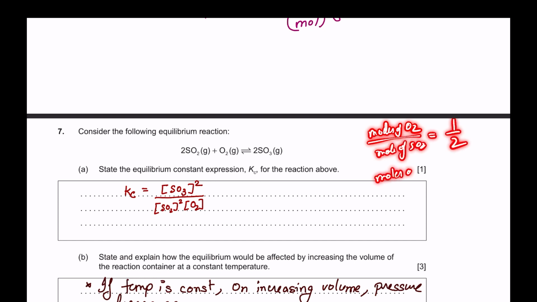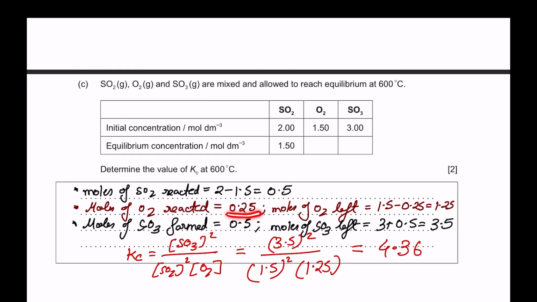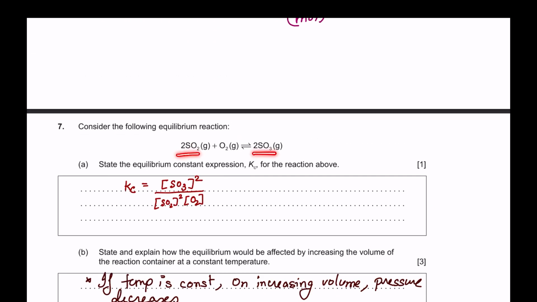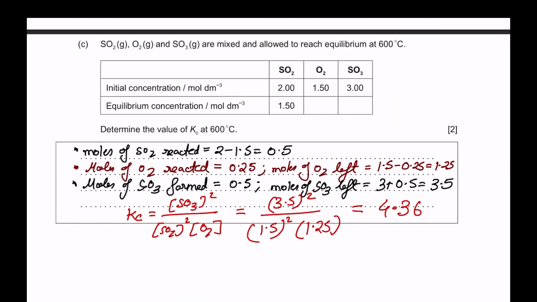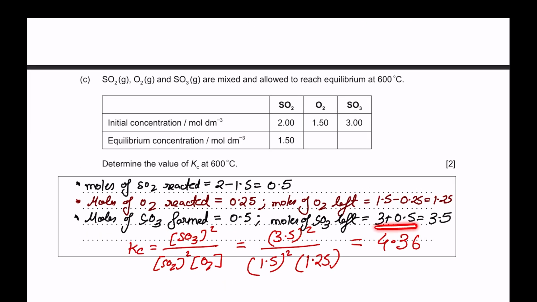So moles of O2 reacted will be moles of SO2 reacted by 2. Moles of SO2 reacted is 0.5, so moles of O2 reacted will be 0.5 divided by 2, that is 0.25. The moles of O2 left is 1.5 minus 0.25, that is 1.25. And moles of SO3: the stoichiometries of SO2 and SO3 are the same. So if 0.5 moles of SO2 have reacted, 0.5 moles of SO3 will be formed. In this case, SO3 is getting formed, so we add 3 plus 0.5, that is 3.5. So that's it, we have got the moles.